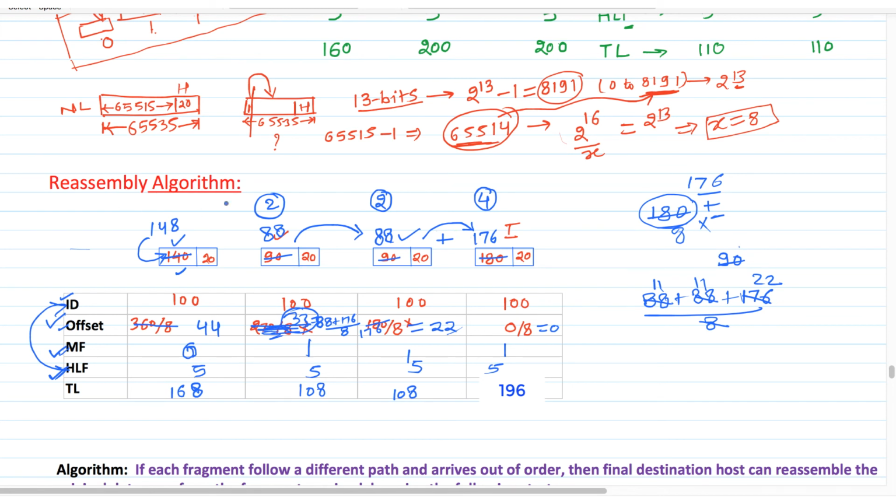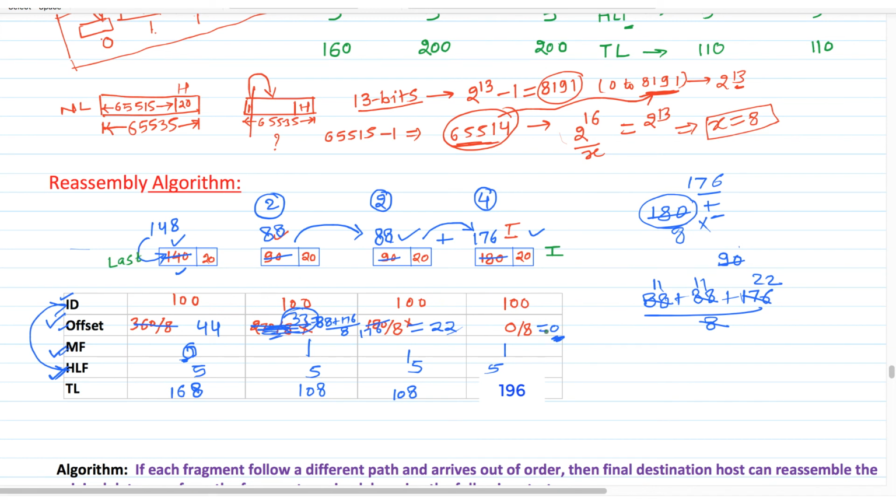Reassembly. How is the receiver going to reassemble all these fragments? Reassembly is very easy because the receiver will first identify the fragment having offset value 0 and the fragment having MF 0. If the offset value is 0, this is the first fragment, and if the MF field is 0, this is the last fragment. So this is first and this is last.